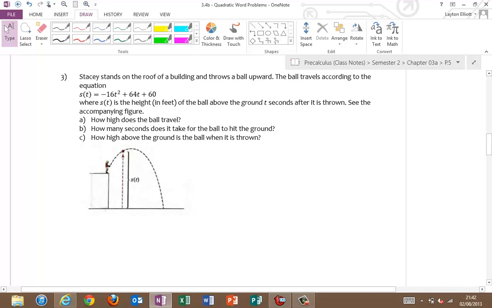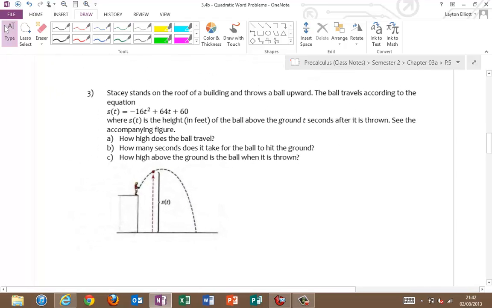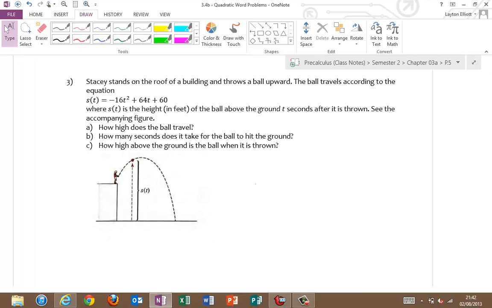Number 3, Stacy stands on the roof of a building. Here's Stacy right here in this little figure. She throws a ball upward. The ball travels according to the equation S of t equals negative 16t squared plus 64t plus 60. Those of you in physics will recognize this equation as the one with feet, not with meters. With meters, it's negative 9.8 meters per second squared. But with feet, it's 16. S is the height, and t is the number of seconds.